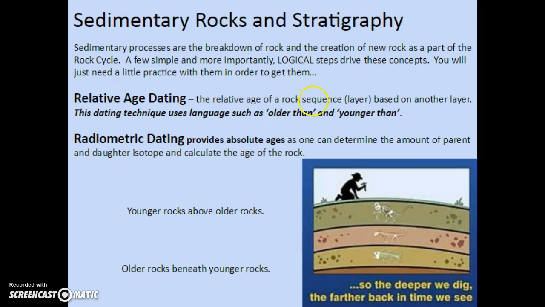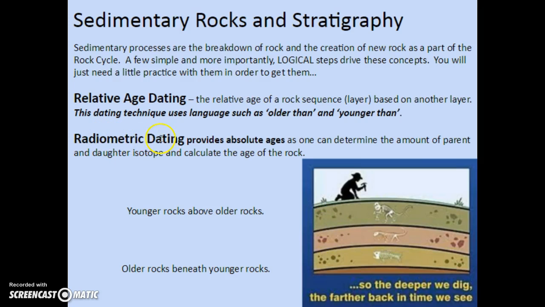It's simply the relative age of a rock sequence, or a layer of the rock strata, based on another layer. This dating technique uses language such as older than and younger than. If I look at this sequence of rock strata, the picture is saying that the deeper we dig, the farther back in time we see. The rocks on top, the upper layers of rock strata, are younger than the rocks below them. The rocks deepest, right beneath, are going to be older than the rocks above. So younger rocks are above older rocks, or older rocks are beneath younger rocks.